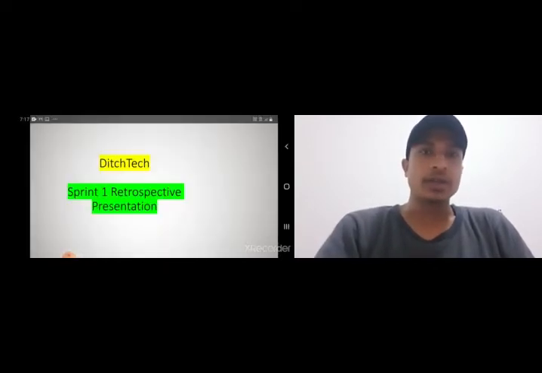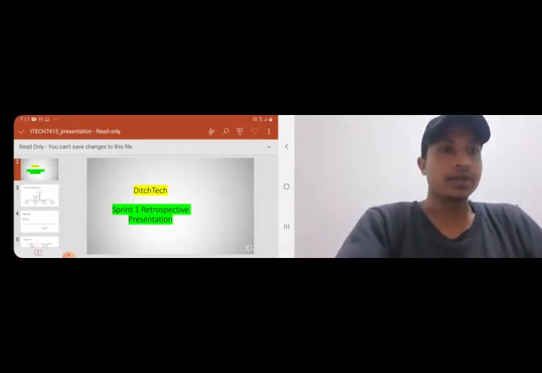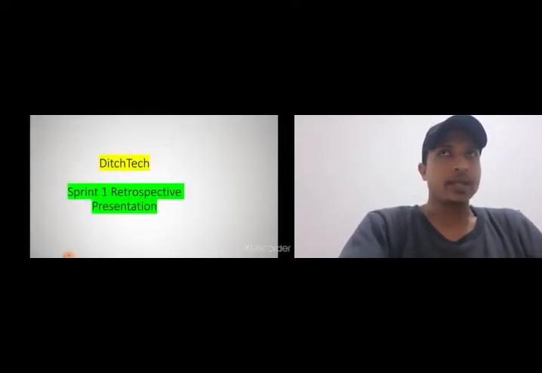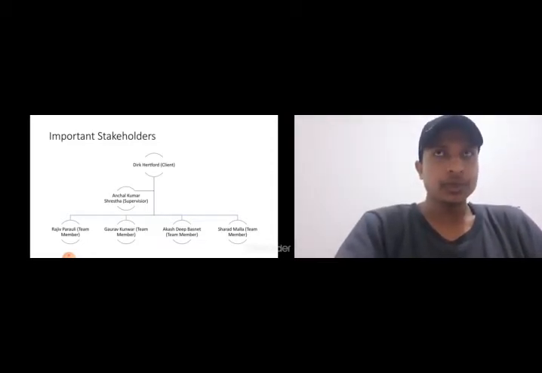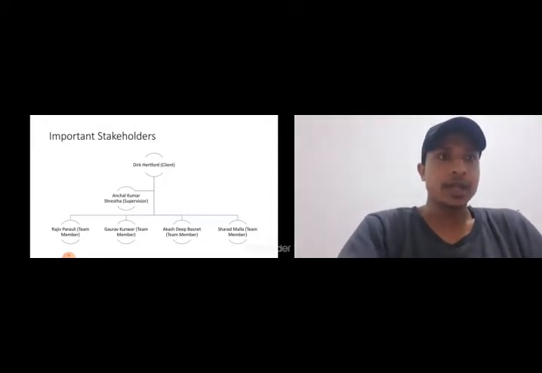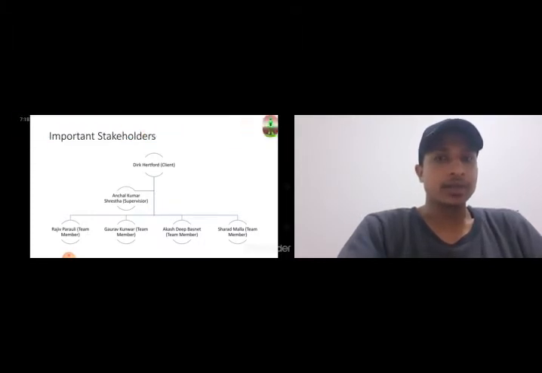Firstly, in the introduction of our project, the important stakeholders are Dirk Hetford, who is the client of the project, and Ansal Kumar Shrestha, who is the supervisor of our project and has been supervising us. Rajiv Parazuli, our team member, helps in the backend development of the code, and Gaurav Kumar helps in the front end. I help in the testing and documentation of the project, and Sarad Mal also helps in the data sourcing and documentation of the project.